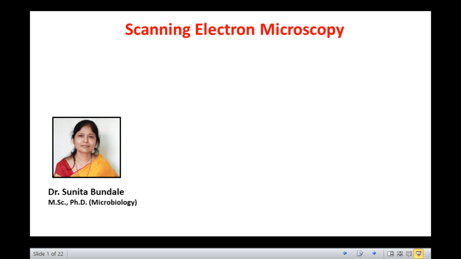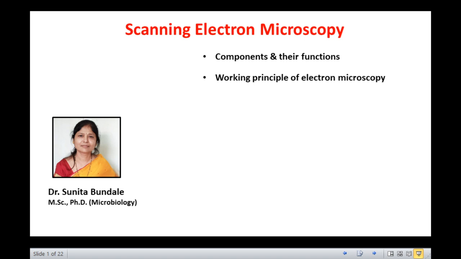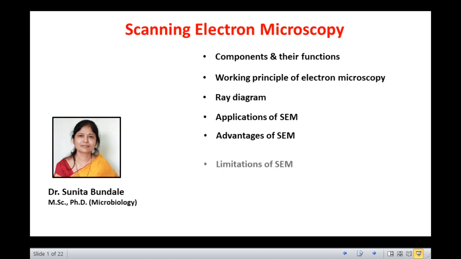Hello friends, in this lecture we will discuss the other type of electron microscopy, that is scanning electron microscopy. We will talk about the components of SEM and their functions, the working principle of scanning electron microscopy, the ray diagram, the applications of scanning electron microscopy, the advantages and limitations of scanning electron microscopy.